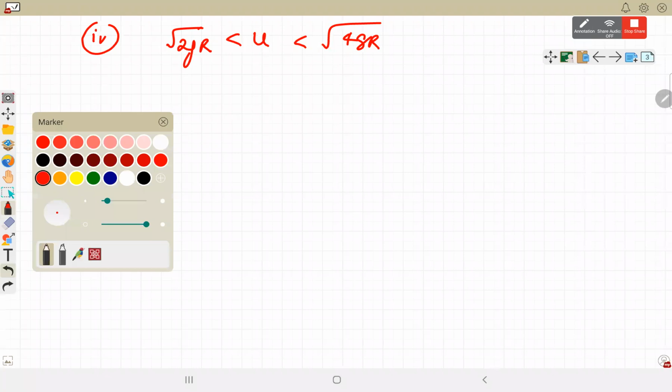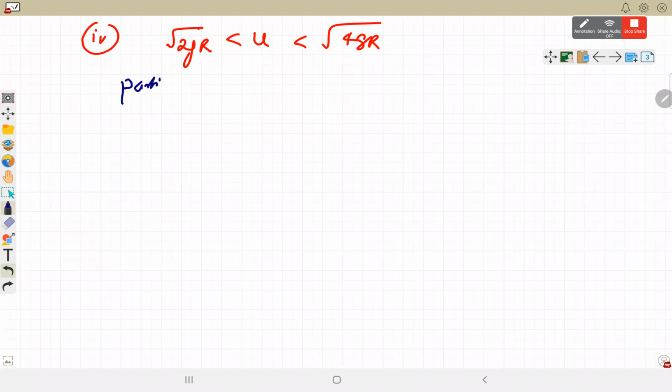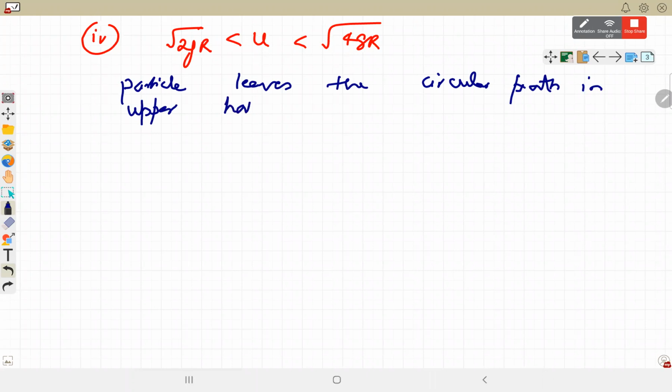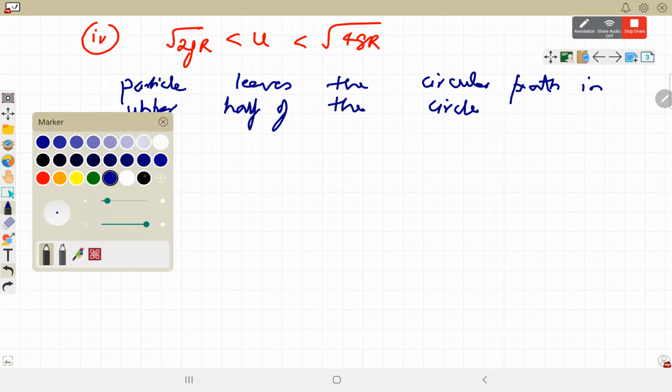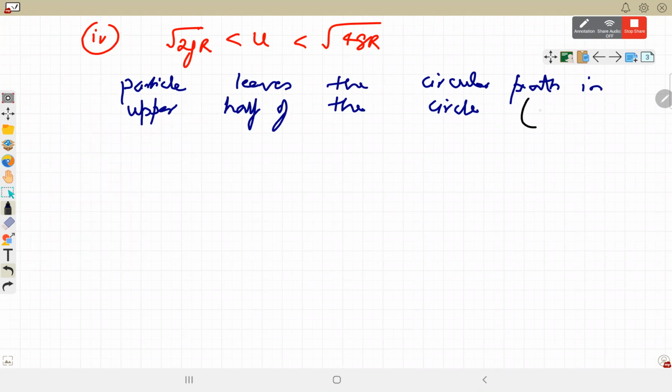In that case, the particle leaves the circular path in the upper half of the circle. So what does that mean? Speed has not become 0, but tension has already become 0. That means the string will become slack. And if the string has become slack, the particle cannot continue without it.